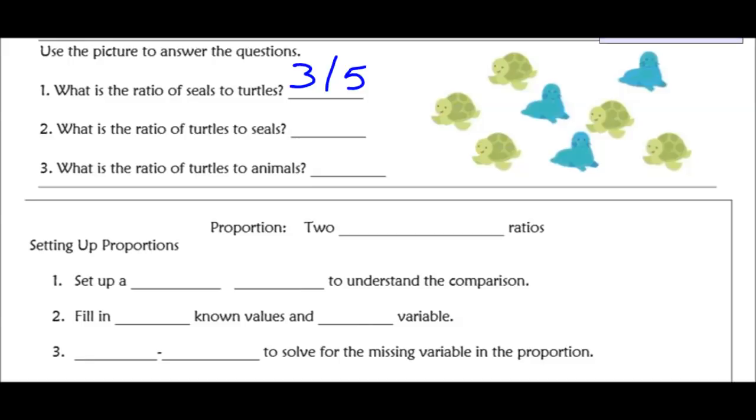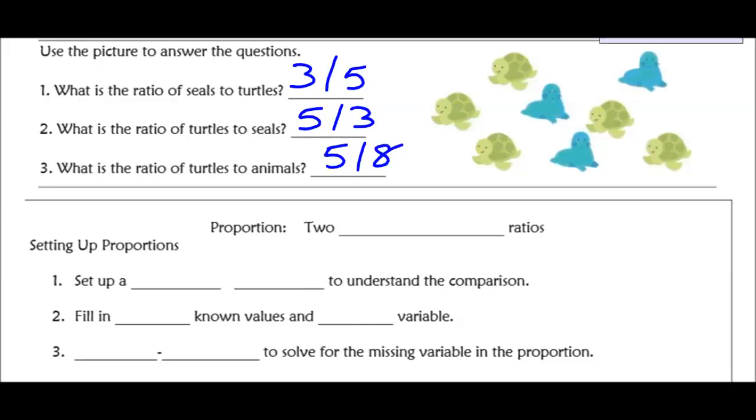For the second one, we're just going to flip that around. We're talking about turtles first and then seals. So that's 5 over 3. And then the ratio of turtles to animals. Well, they're all animals, so we're going to count all the total animals. That's really just 5 plus 3, which is 8. There's 5 turtles. That number's going to come first. And there's 8 total animals. So the ratio of turtles to animals is 5 to 8.